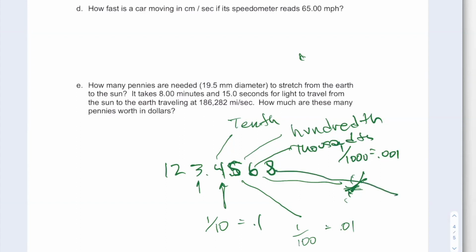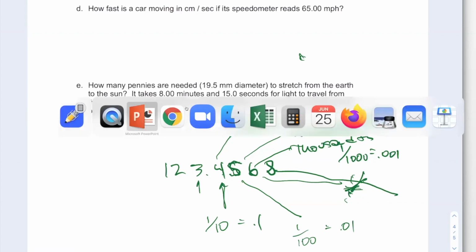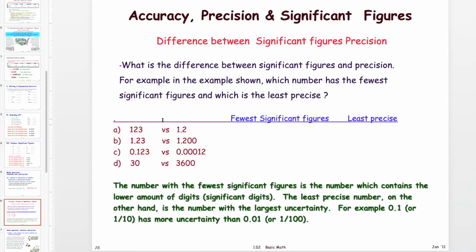The idea is that the further you are to the right of the decimal, the smaller that increment is, the finer your precision. Okay, the finer your precision. So let's go back to this right here. And you can see that this is only precise to plus or minus 1, 123. The error on that, you could have read this as 122, 123, or 124. The very rightmost digit is going to be your uncertainty. That's where your error is in your reading. Okay. 1.2, however, is more precise because it's more fine, and that's to the 10th.